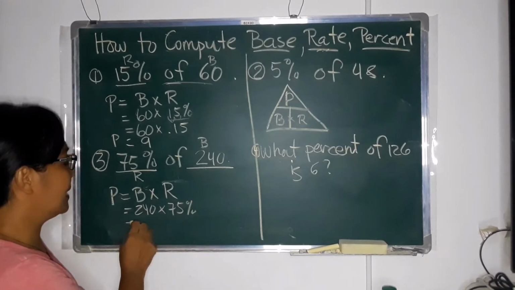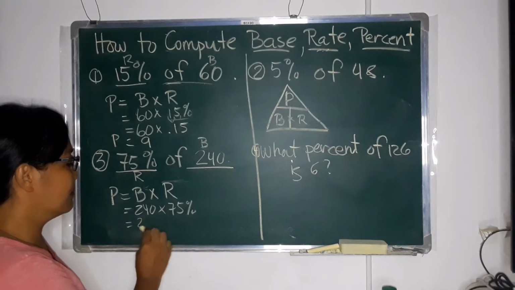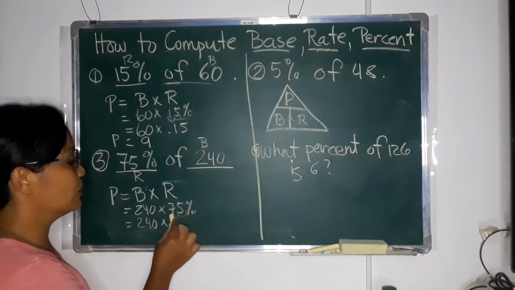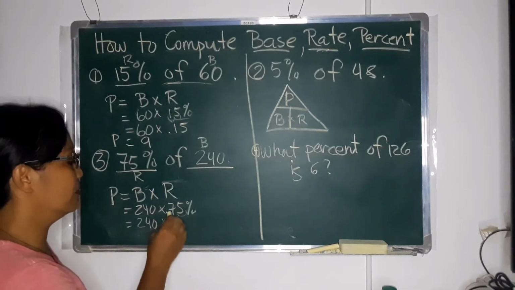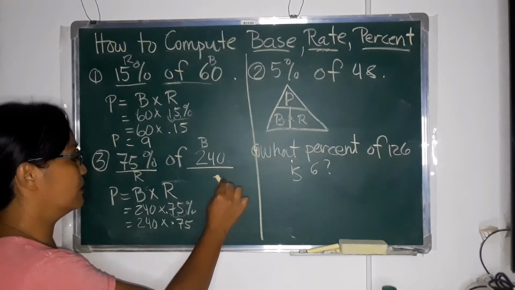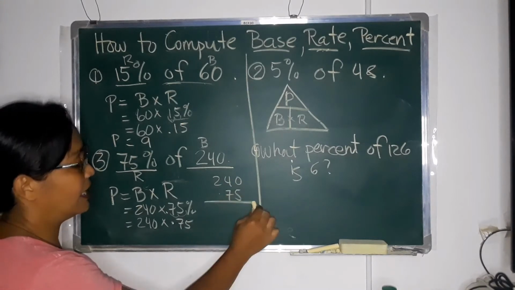Pagkatapos niyan, i-convert natin si percent into decimal. So, 240 multiplied by, 1, 2, rules is move to the left twice. 1, 2, we have 0.75. So, pwede nang mag-compute. 240 multiplied by 0.75.